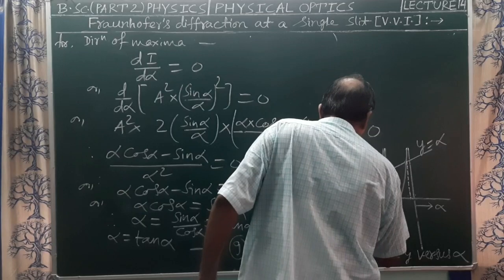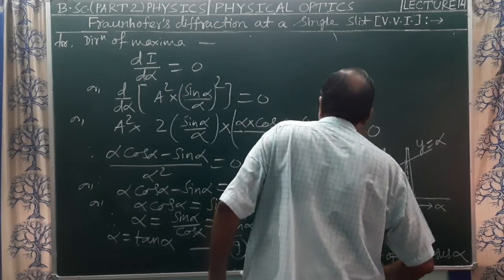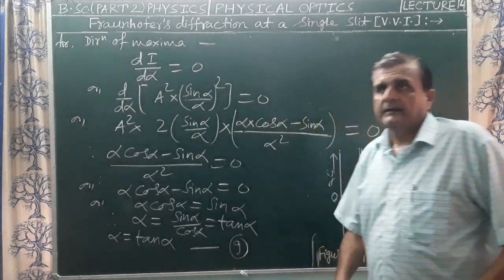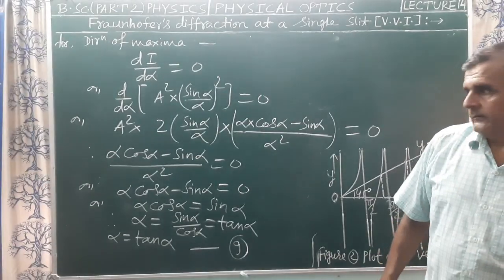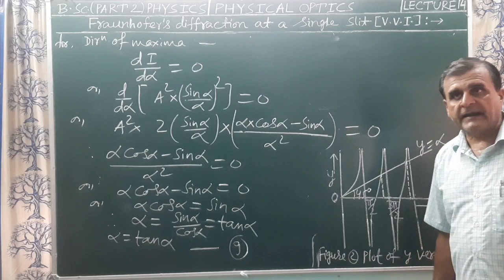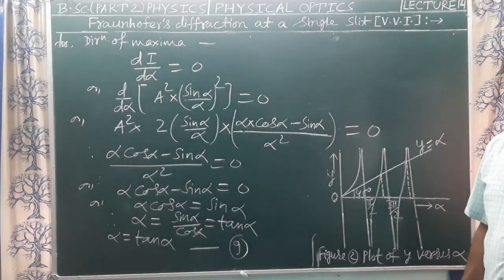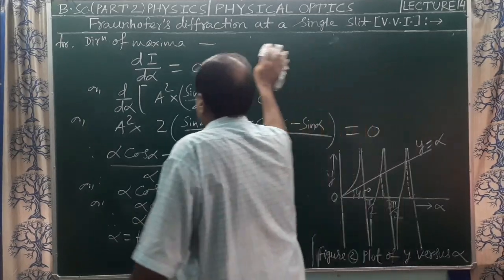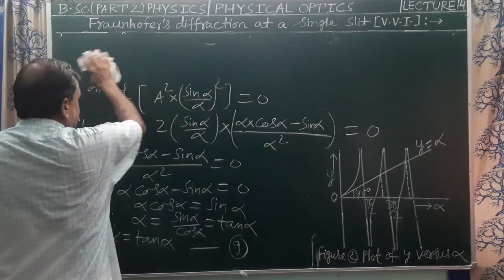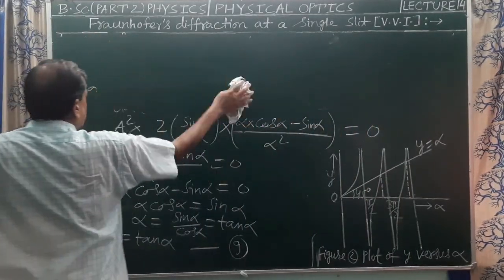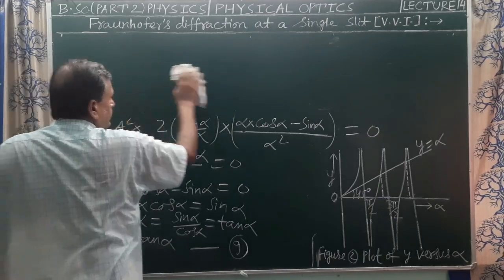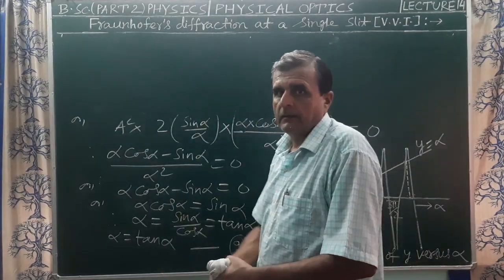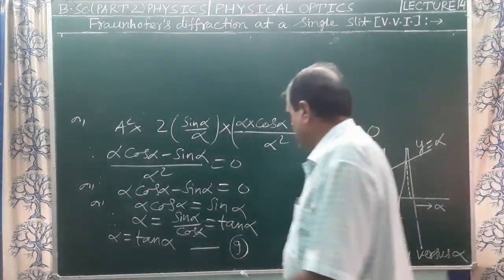So the equation of this line makes 45 degrees. So write down equation 9, which is alpha equal to tan alpha for the direction of maxima. It can be solved graphically by plotting the curves y equal to alpha and y equal to tan alpha. Equation 9.